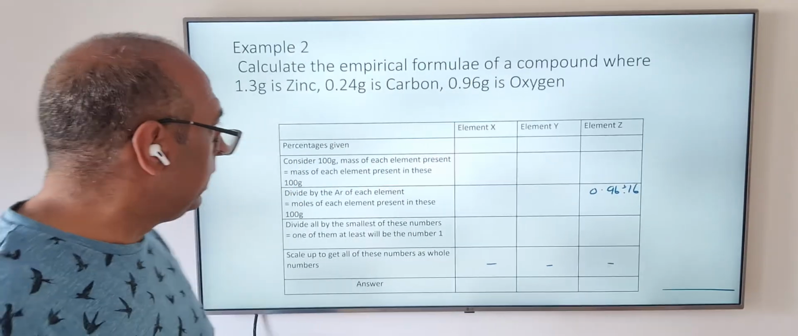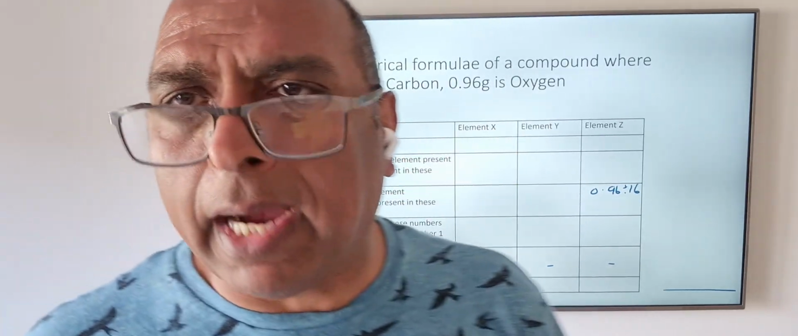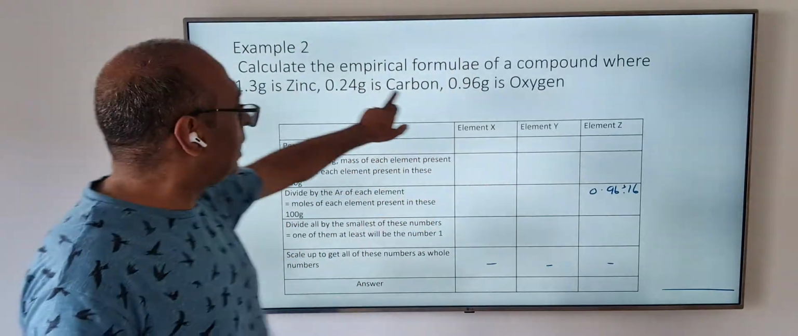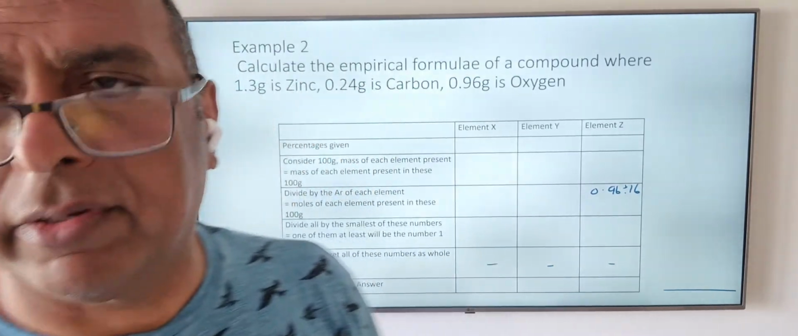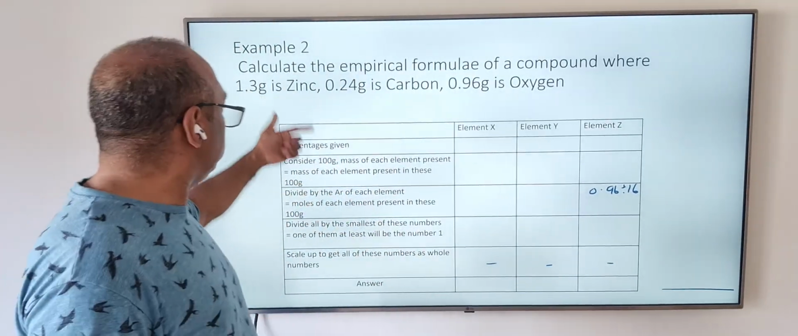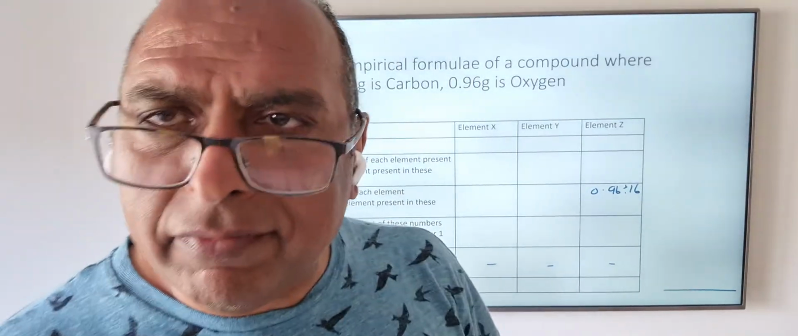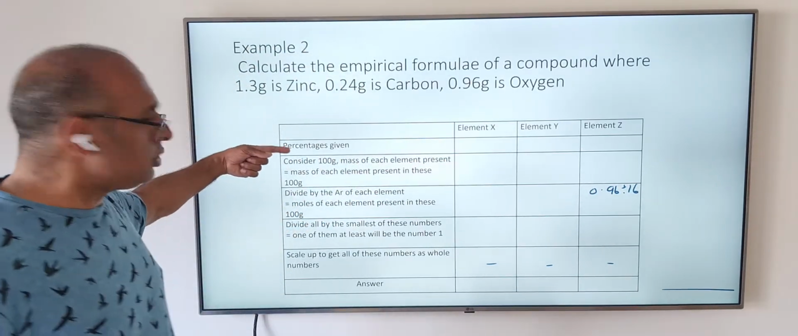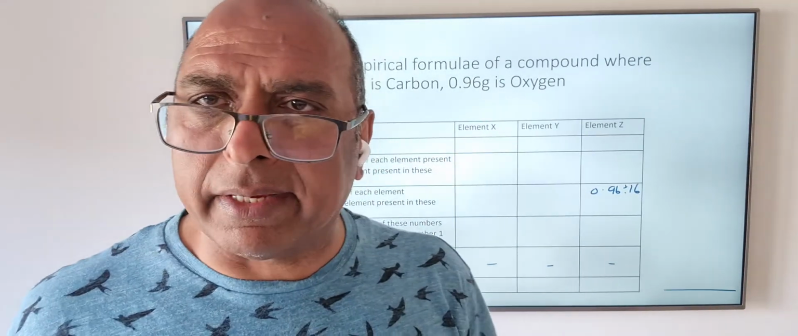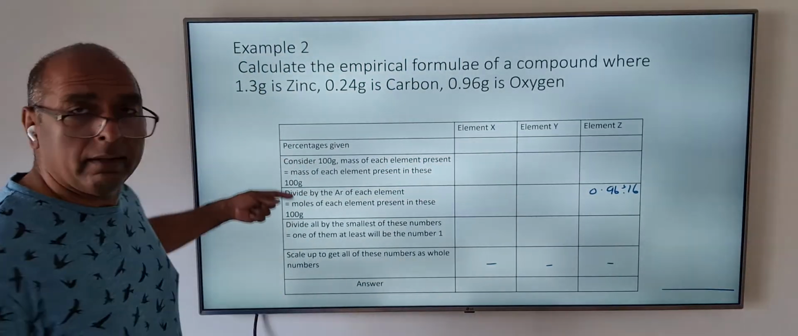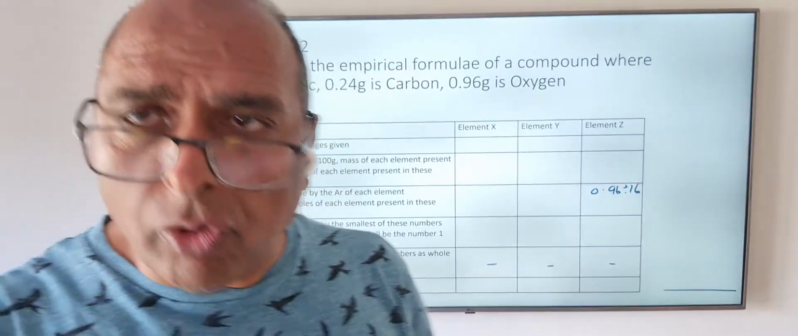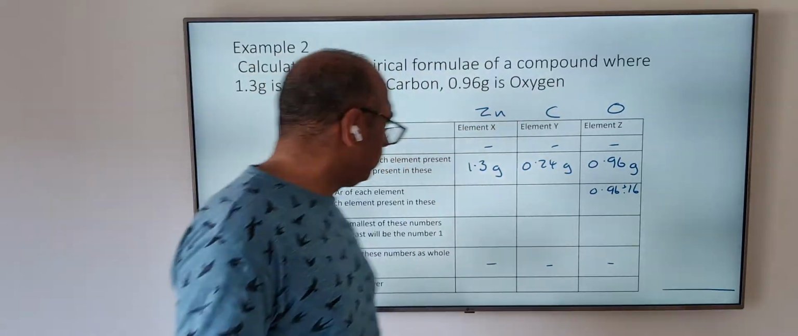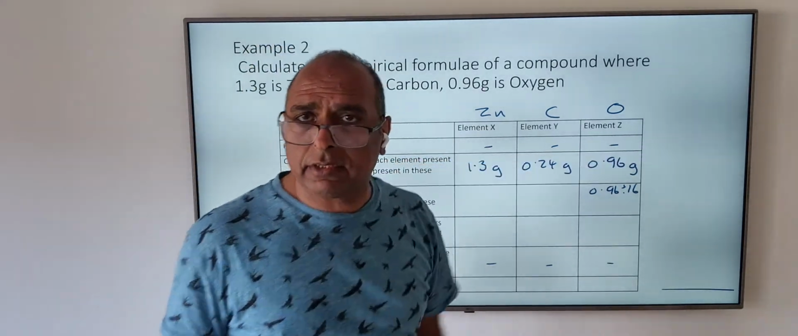Another example. A lot of the time they ask you about hydrocarbons, carbon, hydrogen, oxygen, like I've done. This one is zinc, carbon and oxygen. Here you're given the grams to begin with. You're not given percentages. So you can just leave the percentages blank and start in the second row, which is about masses. So zinc, carbon, oxygen. Leave out the percentages because you're given masses.